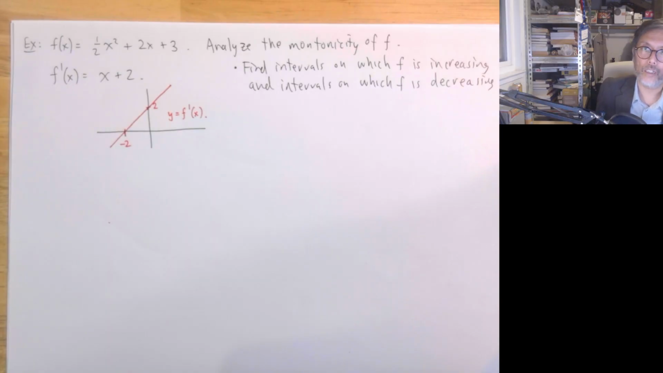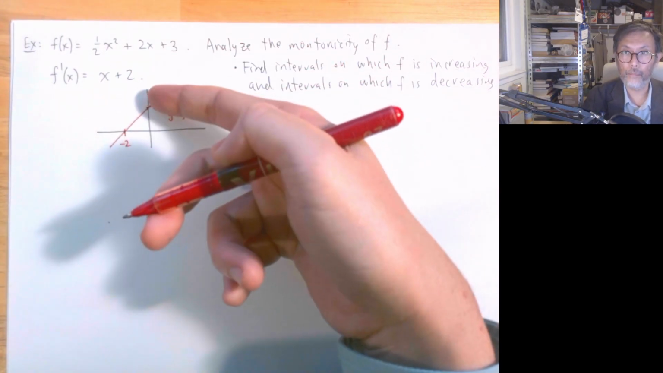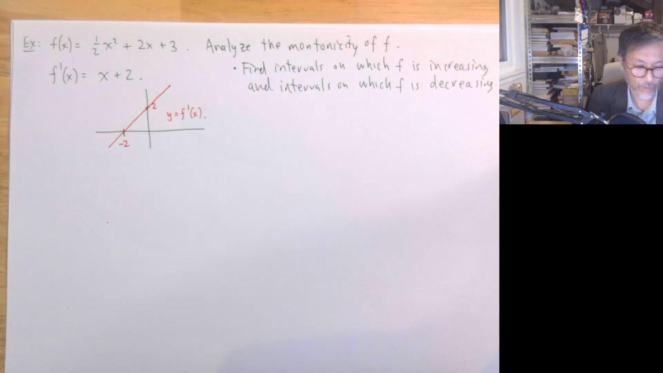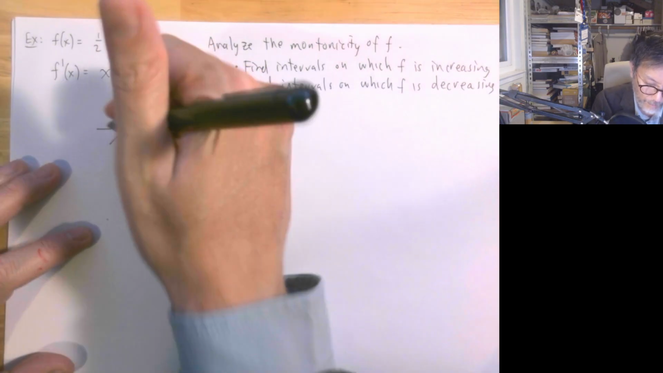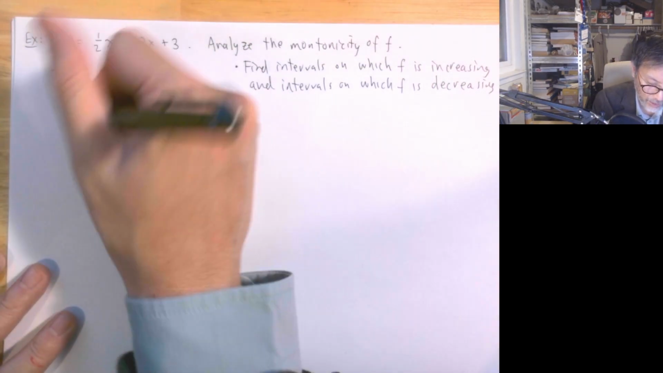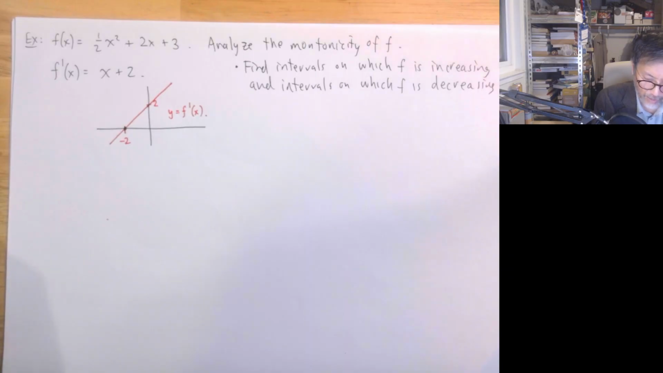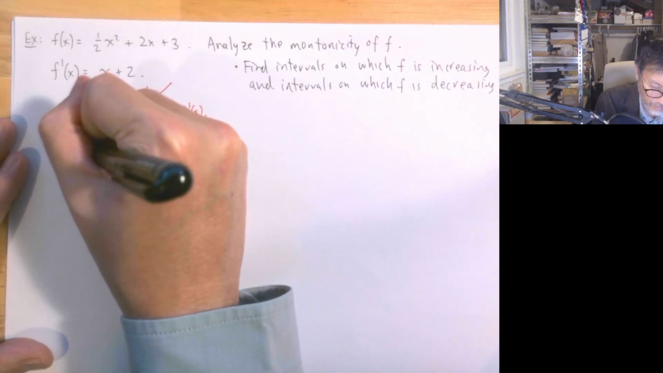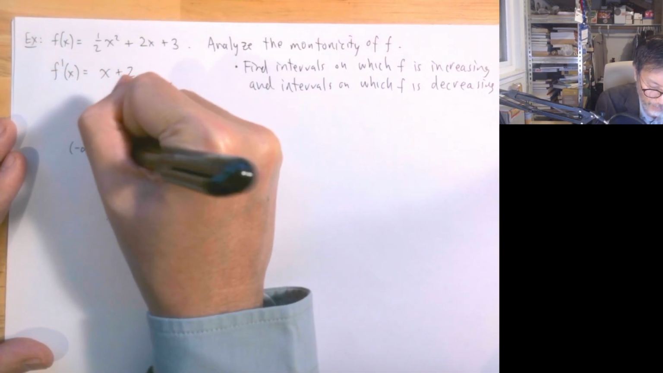But what can we learn about the parabola from the graph of f prime? Well, we see that when we are to the left of -2, so over here from -infinity to -2, f prime is negative.